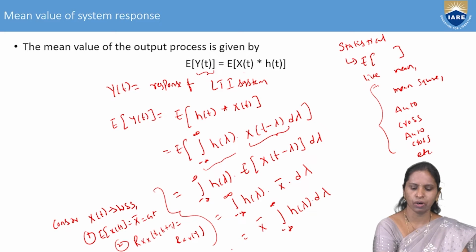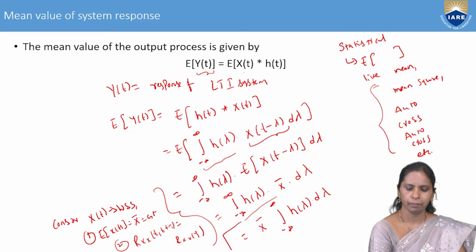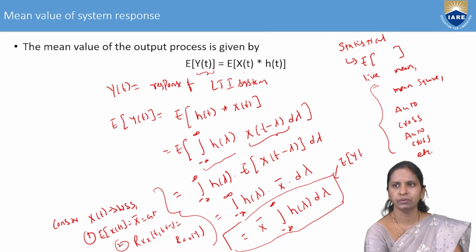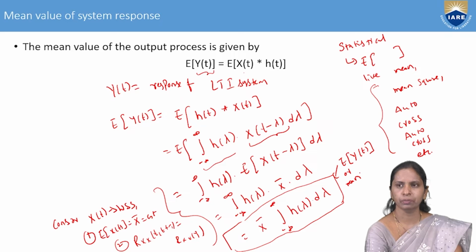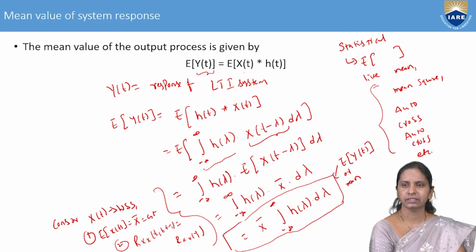Therefore, this is a formula for the mean value of the response of the LTI system. This is also called the mean of the response of the system. What is the mean of the response of the LTI system? It is nothing but x bar. Here x bar is the mean of the random process, the input process x of t. It is constant here. So, x bar into the integration from minus infinity of h of lambda d lambda.